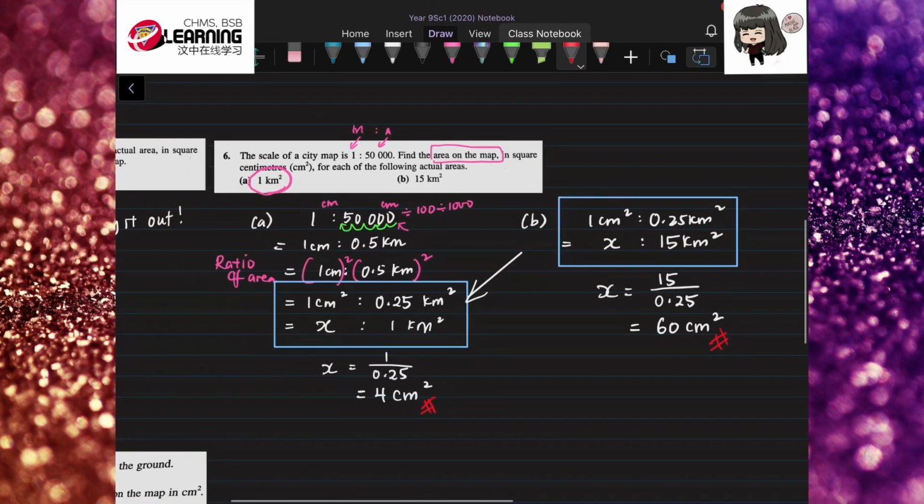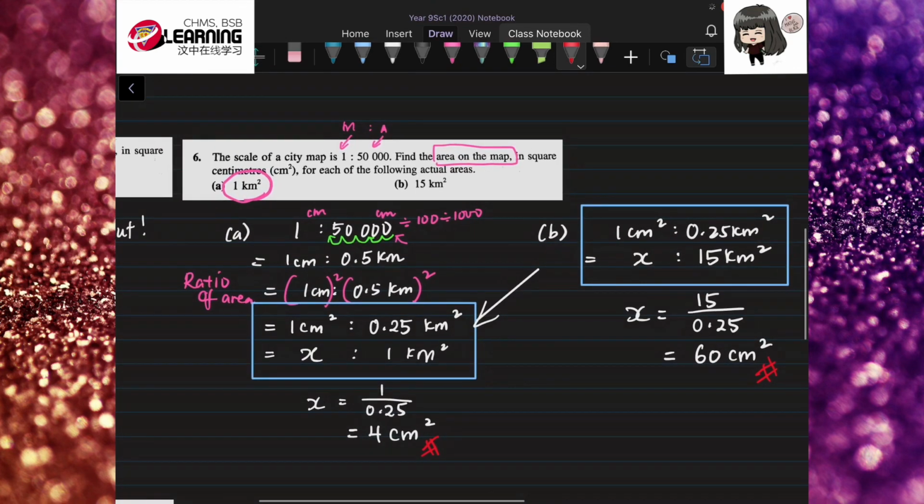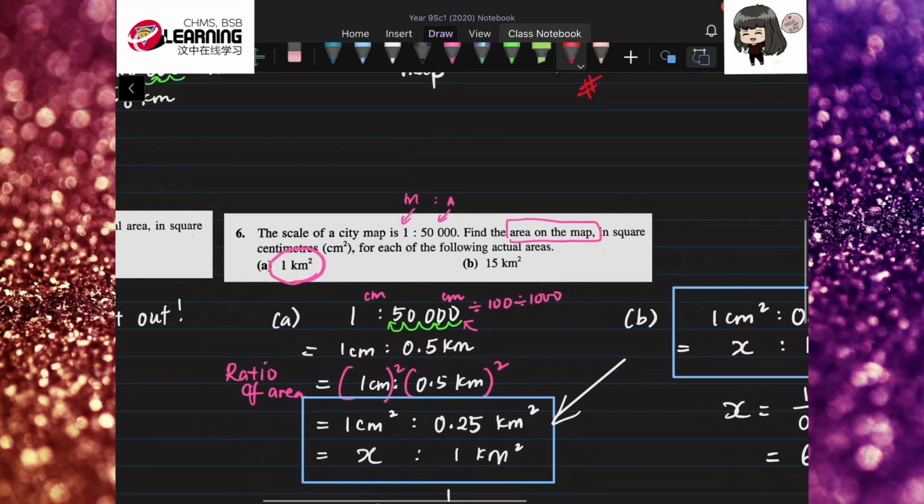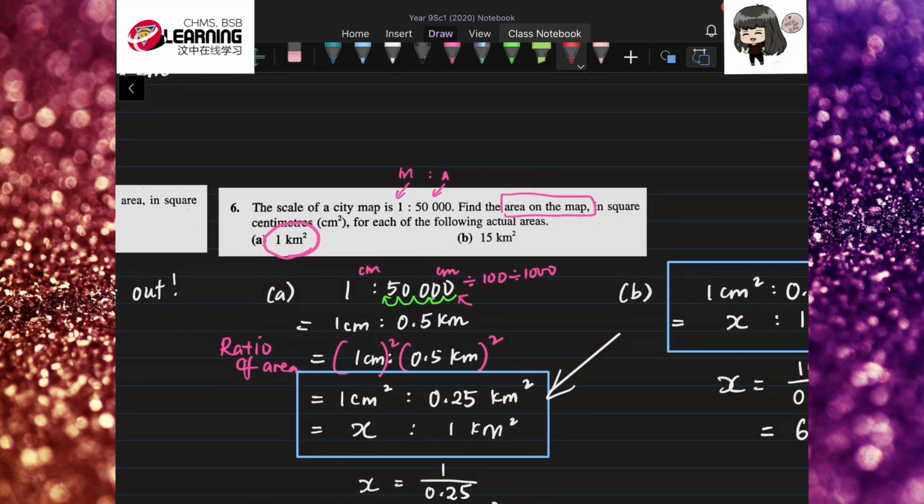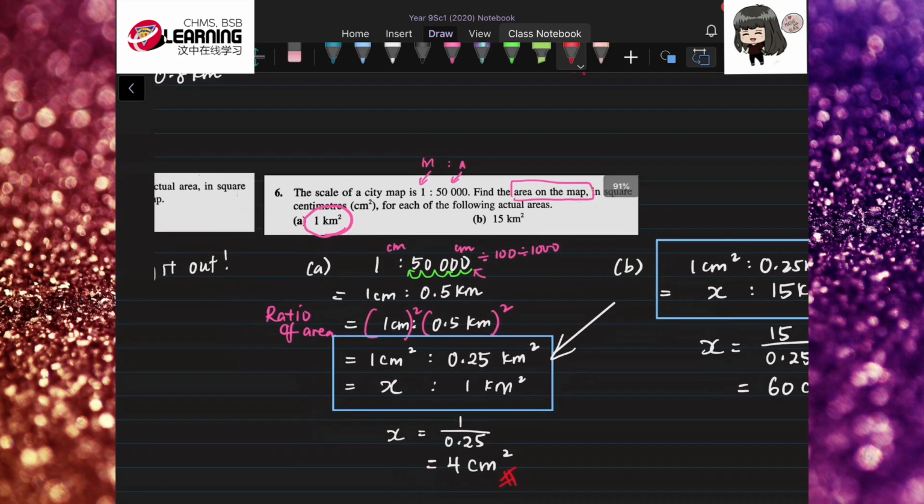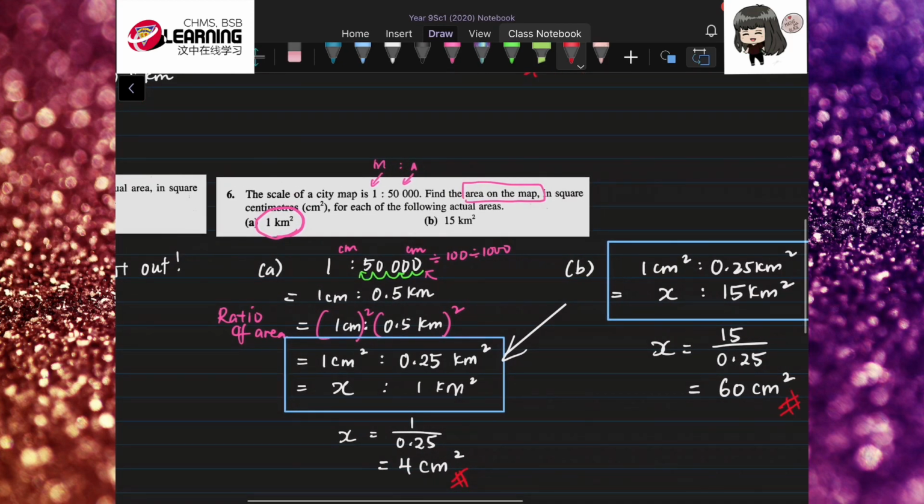So again, how do you start? You start off with looking at the map scale 1 to 50,000, and then you change the 50,000 to kilometer because the question here is 1 kilometer square. If you change it to kilometer, it's much easier for you to continue doing it.